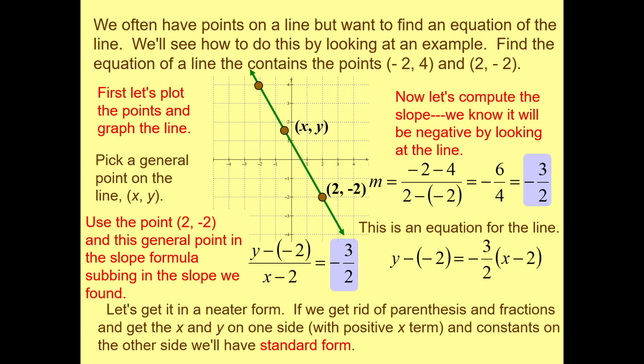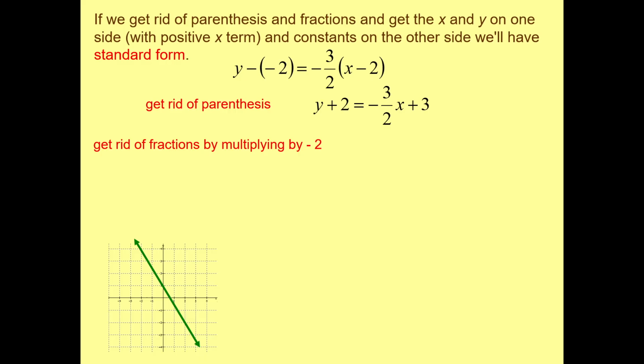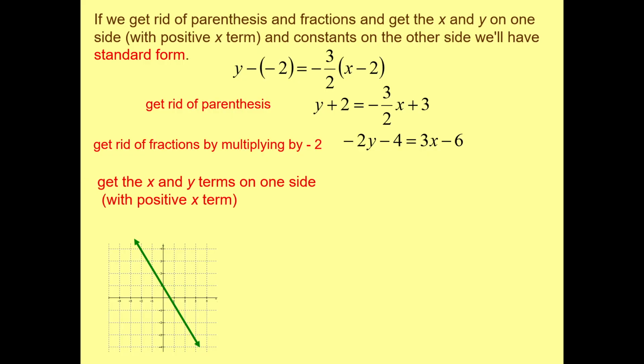Get rid of the parentheses here. With the fractions, we'll have something that's called standard form. We get rid of the parentheses. Distribute there. We write that y minus 2. Multiply through by -2, negative there. We get our x and y terms to one side, constant terms on the other side. Now we have something in standard form.